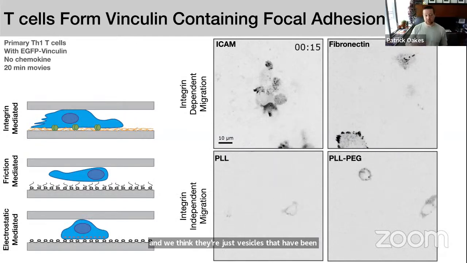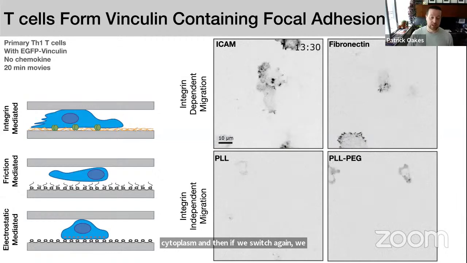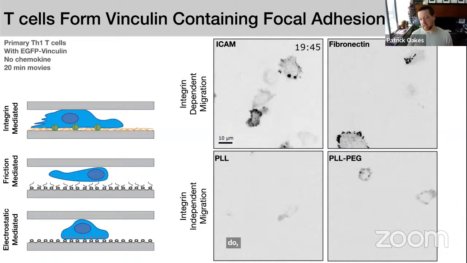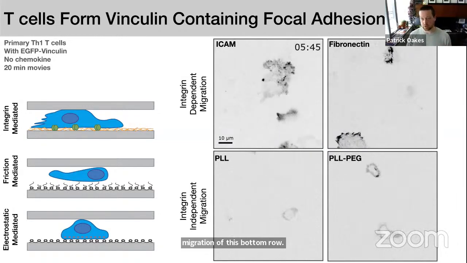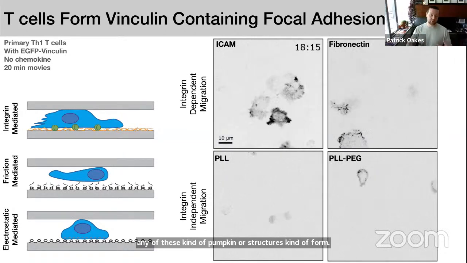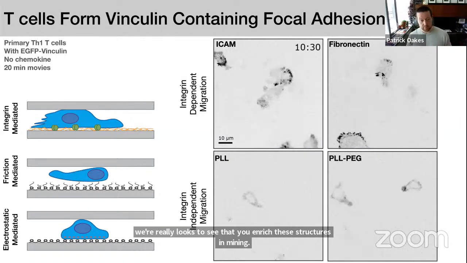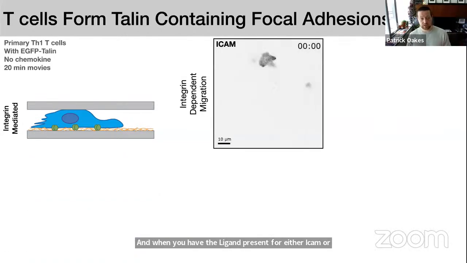And then if we switch again and we do PLL, so this is all integrin-independent migration on this bottom row. This is now electrostatic mediated. We don't see any of these puncta or structures form. So it really looks like you enrich these structures in vinculin when you have the ligand present for either ICAM or fibronectin. We can do a similar thing with talin.